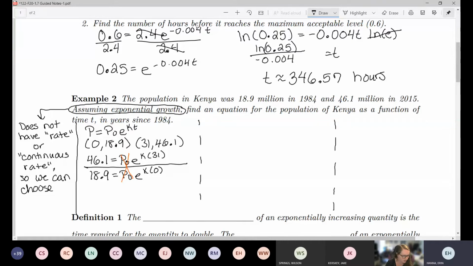So 46.1 divided by 18.9 will give you approximately 2.43915. Let's take a decent amount of decimal points. And so this will be equal to e to the, well, I'm going to write it as 31k instead of k31. And this essentially comes from 31k minus 0, these 2 exponents. Remember, when you divide things with the same base, you subtract their exponents. So we essentially have 31k minus 0, which gives us 31k. So let me just rewrite that up here because I'll need it for the next thing.